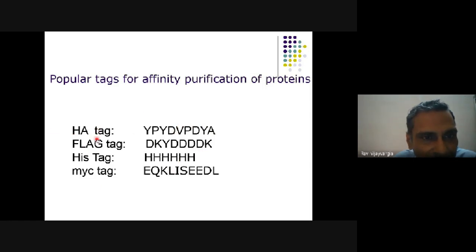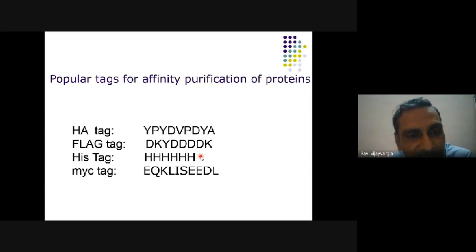So for example, for HA tag purification, in the column you have to put anti-HA antibodies. For flag tag purification, you have to put anti-flag antibodies in the column. For his tag purification, the his tag is nothing but 6 to 8 histidine amino acids in a row, continuous. Here it is showing 6 histidines, so 6 to 8 histidines can be put in a row. That becomes a his tag.